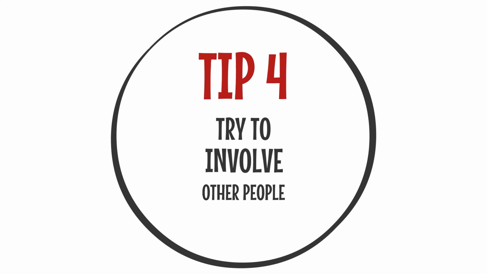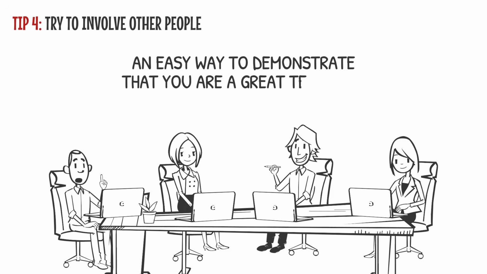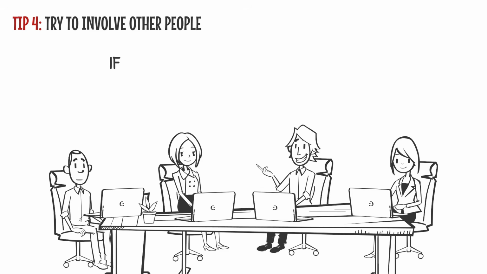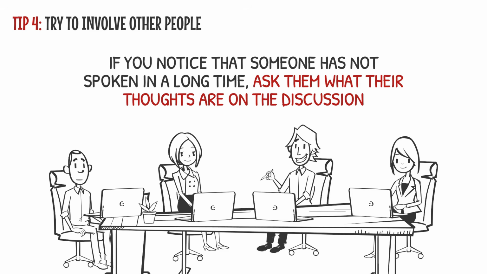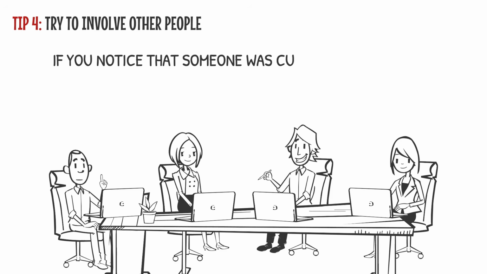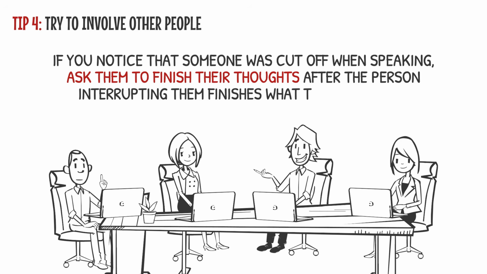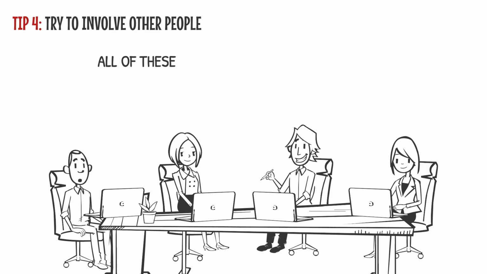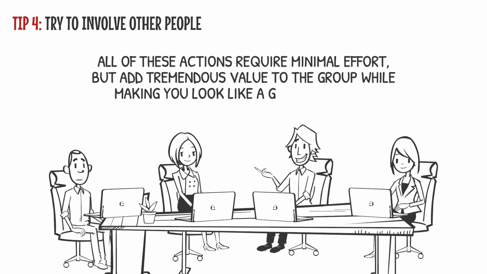Tip number 4, try to involve other people. An easy way to demonstrate that you are a great teammate is to involve other people. If you notice that someone has not spoken in a long time, ask them what their thoughts are on the discussion. If you notice that someone was cut off when speaking, ask them to finish their thoughts after the person interrupting them finishes what they are saying.